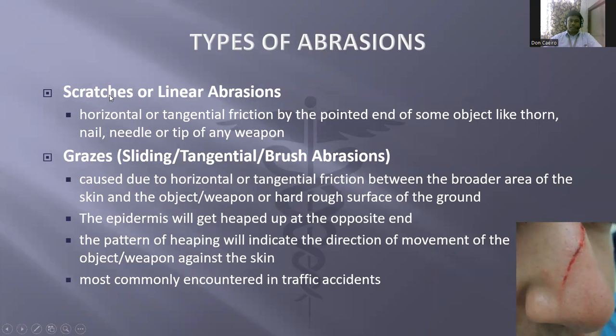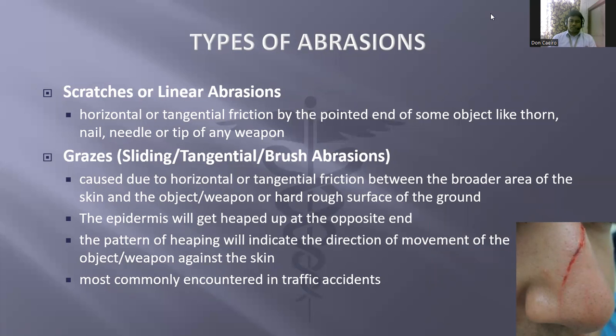The first one is a scratch or a linear abrasion. This is a horizontal or tangential friction by the pointed end of some object like a thorn, nail, needle, or a tip of any weapon. So a pointed object that is scratching against the body linearly is known as a scratch or a linear abrasion.